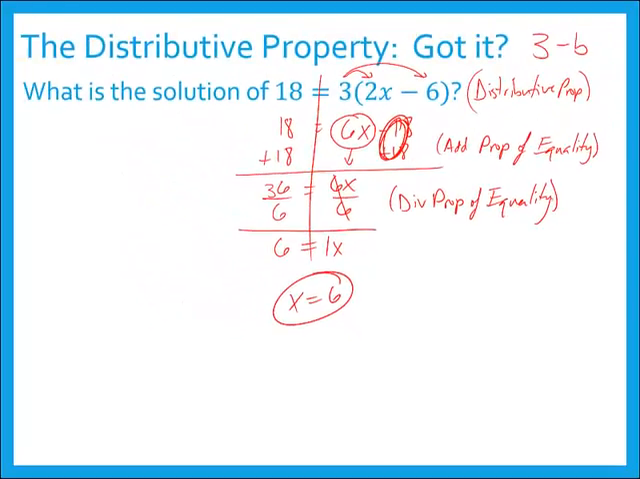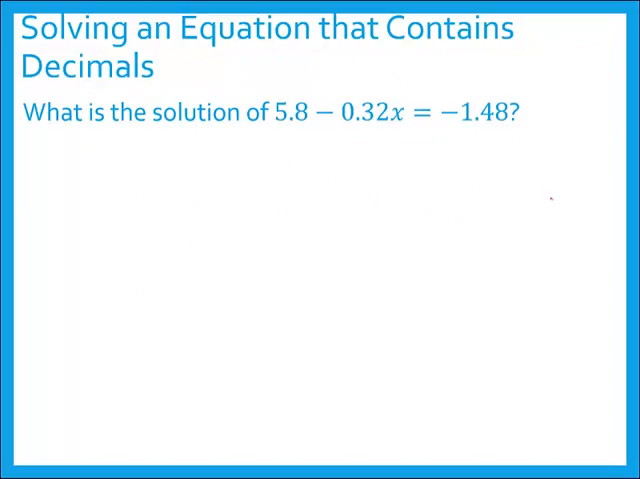Awesome. One last example is going to be example 5. What is the solution of 5.8 minus 0.32x equals negative 1.48? Alright, so in order to get this out of the way, we need to ask ourselves a few questions. Do we need to distribute? No. Do we need to combine like terms? No. So in order to get this done, we need to isolate the variable.